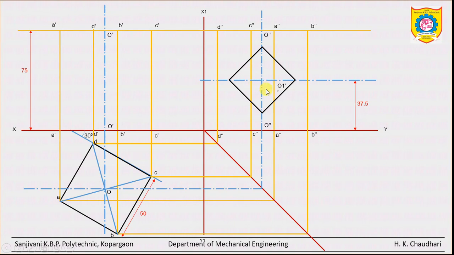Here is the point O dash 1. The size was 35 mm. Name the points, the corners: 1 double dash, 2 double dash, 3 double dash and 4 double dash.